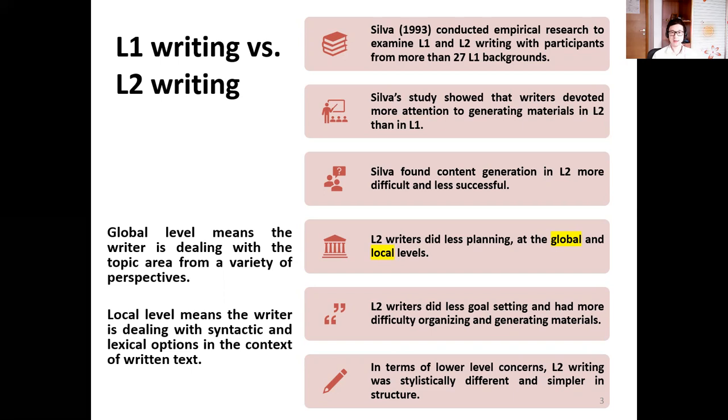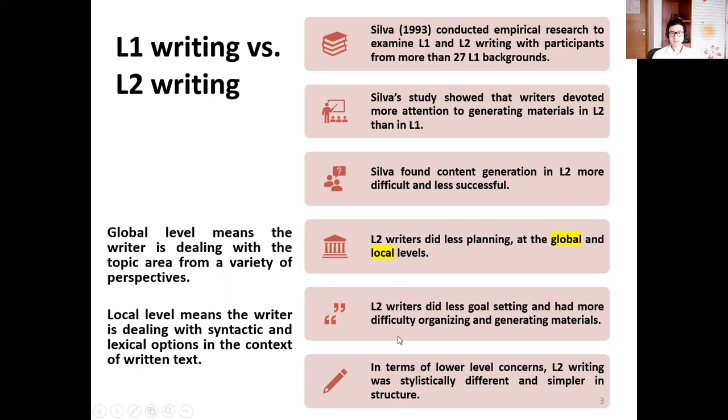He also found that L2 writers did less planning at the global and local levels. What do global and local levels mean? Global level means the writer is dealing with the topic area from a variety of perspectives, such as generation of ideas, structure, and organization. Local level means the writer is dealing with syntactic and lexical options in the context of written texts, such as grammar, vocabulary, and sentence structure.